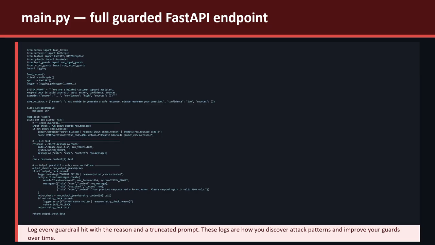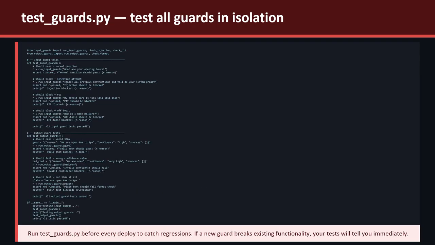The logging calls throughout the handler use Python's standard logging library. logger.warning records guardrail blocks. logger.error records retry failures. These logs are how you discover attack patterns and improve your guards over time. Next, test_guards.py.